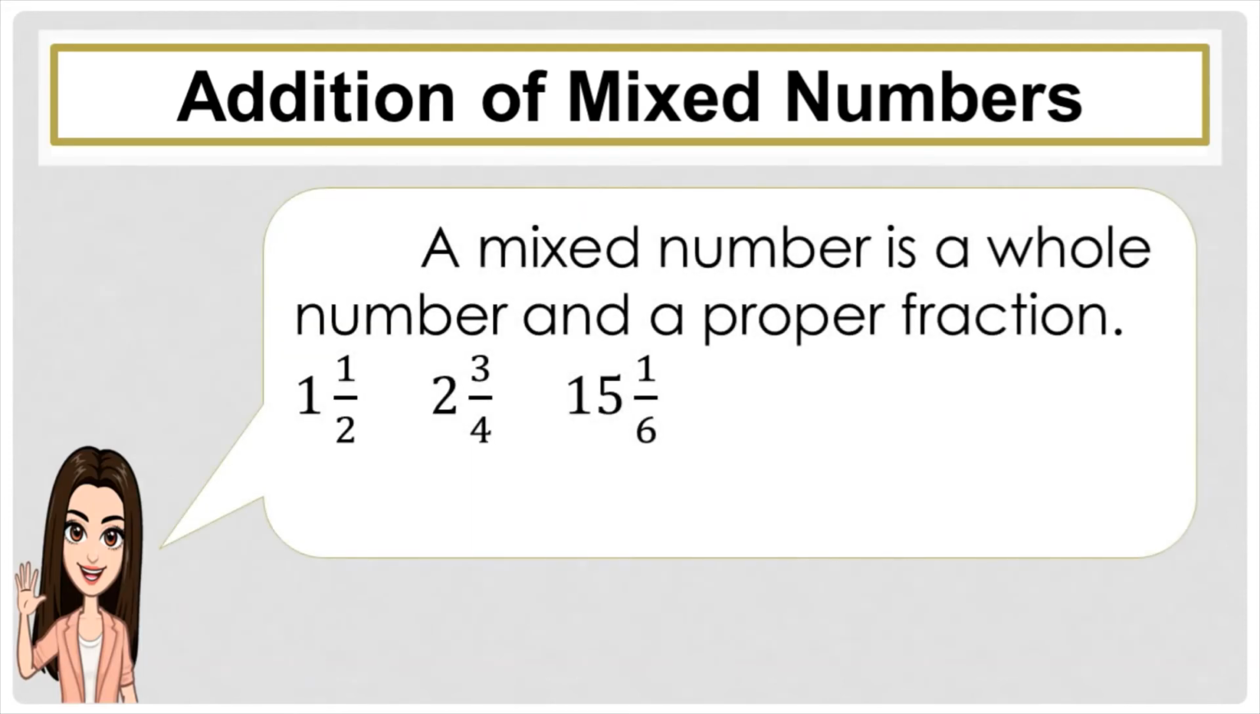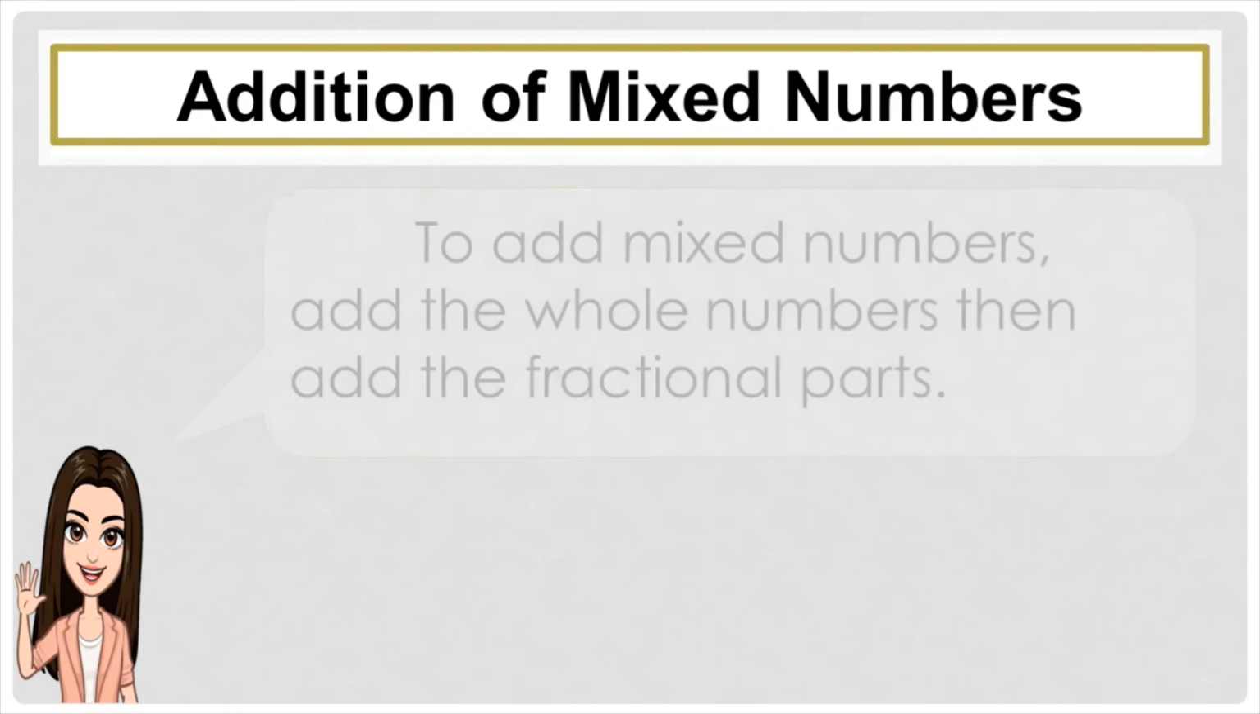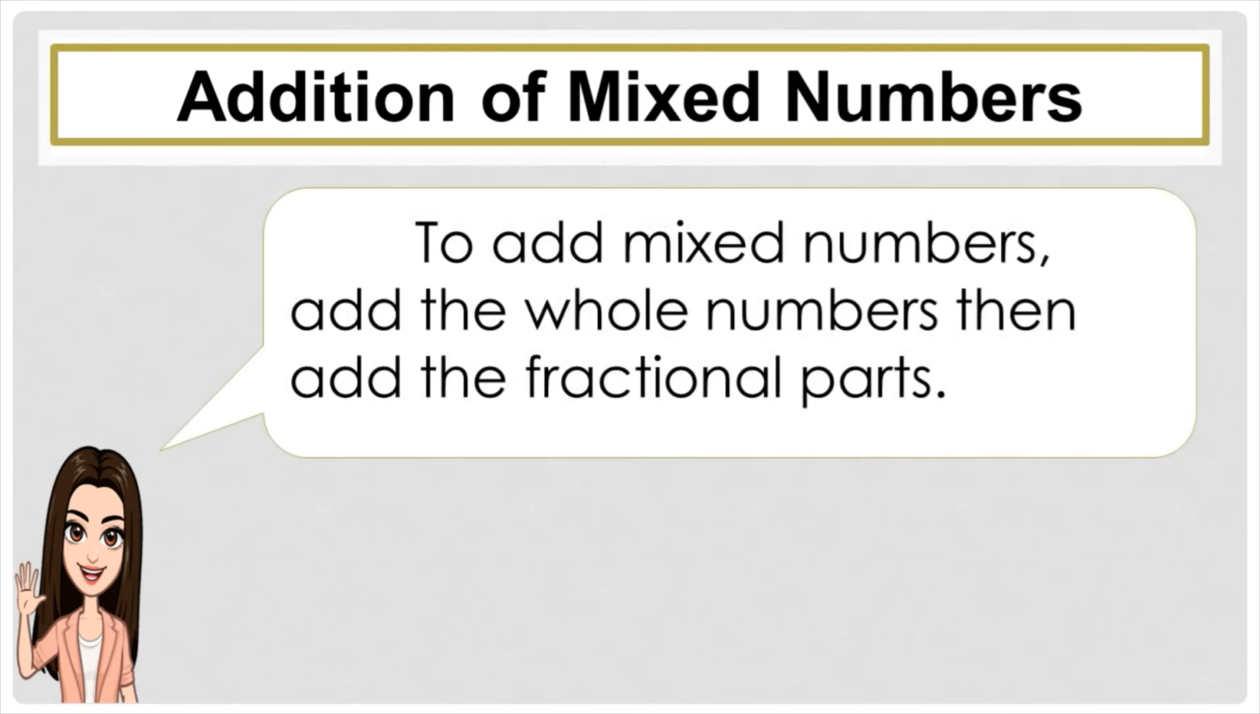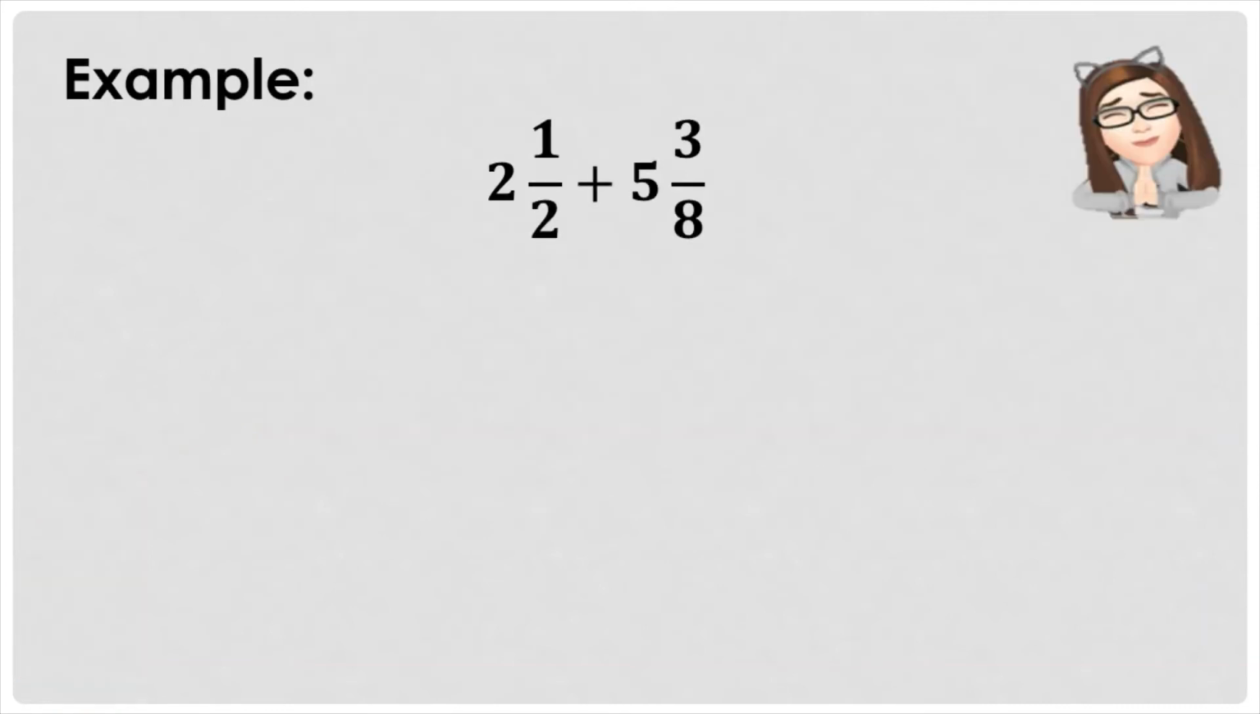Now, let us move to addition of mixed numbers. Remember that a mixed number is a whole number and a proper fraction. So we have 1 and 1/2, 2 and 3/4, and 15 and 1 over 6. To add mixed numbers, we need to first add the whole numbers, then add the fractional parts.